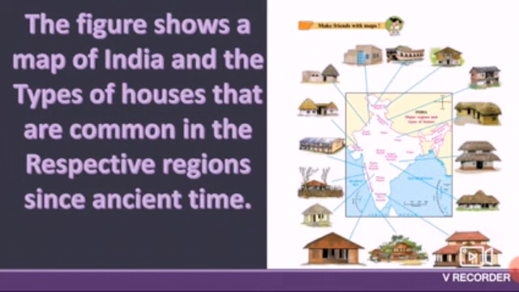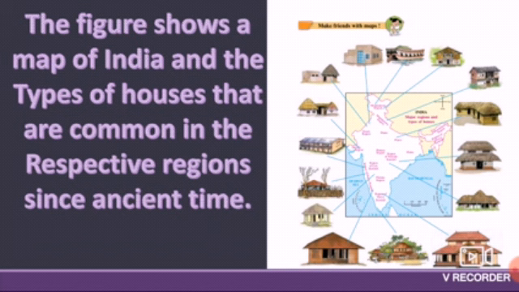All of you will now come to page number 52. There you will see this figure. In this figure, we'll see the map of India. As you all know, in our country India, there are various states. In some places we get heavy rainfall, and in some places medium rainfall. So according to the climatic situation, the types of houses are different.